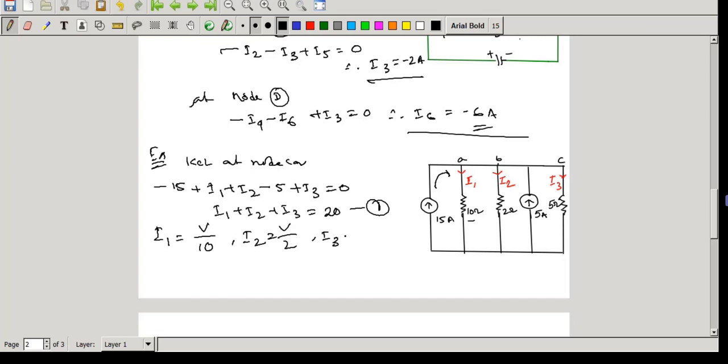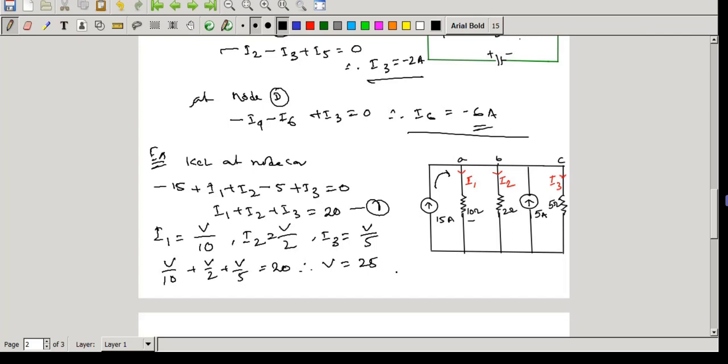Another one, I3, will equal the total voltage divided by the 5 ohm resistance. So using Ohm's law we can calculate I1, I2, I3. Now if we put these values in equation 1, what is the equation? V by 10 plus V by 2 plus V by 5 will equal 20. So from here we find that V equals 25.